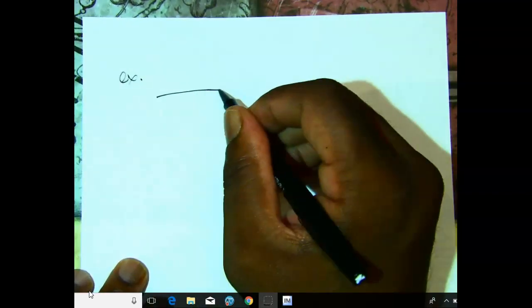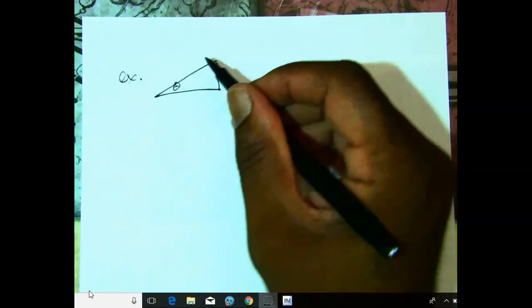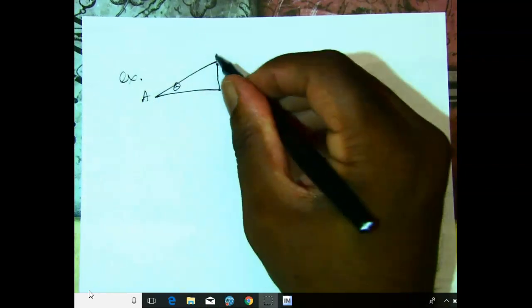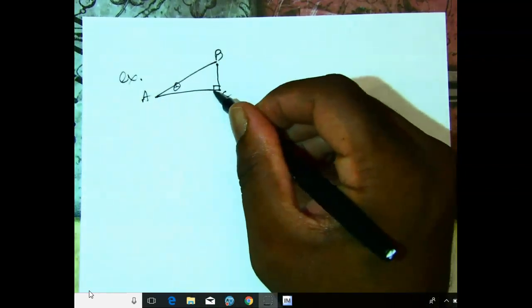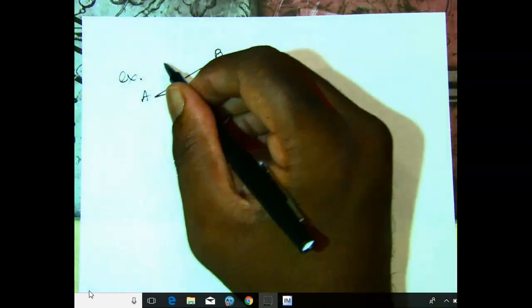Okay, so let's try another one. Our next example is our right triangle. Here's our theta. Here's A, B, and C. And A is equal to 1. Let's say C is equal to 3.